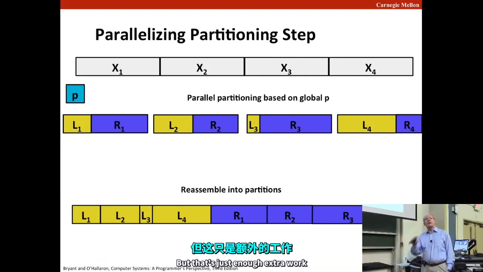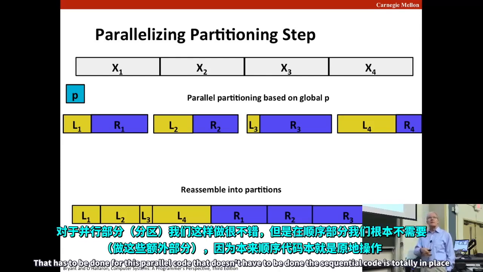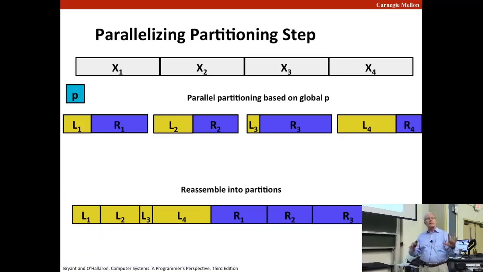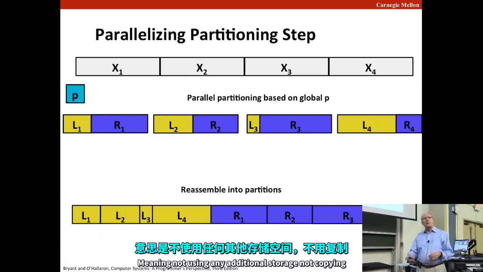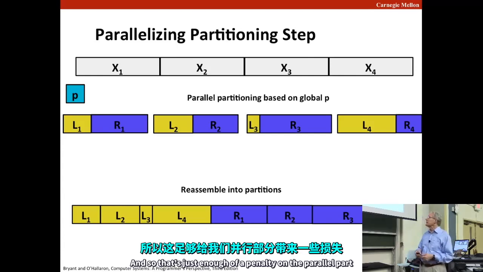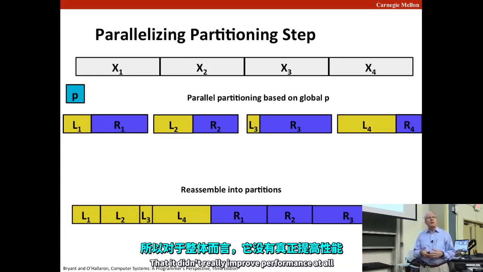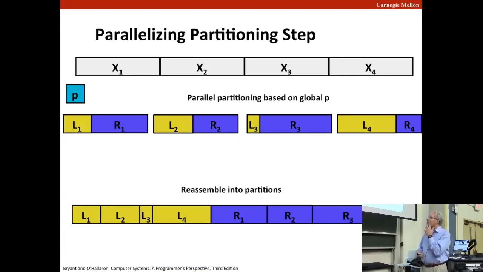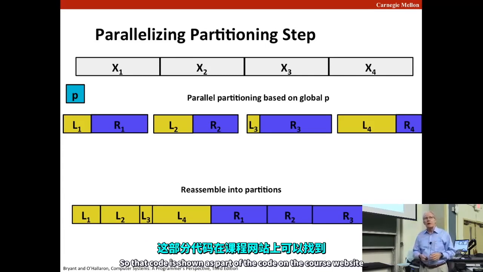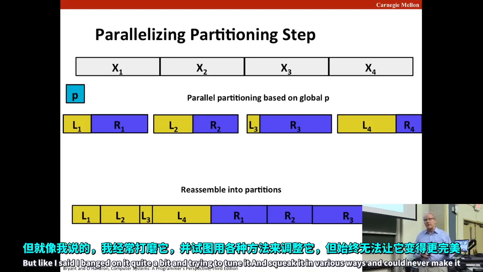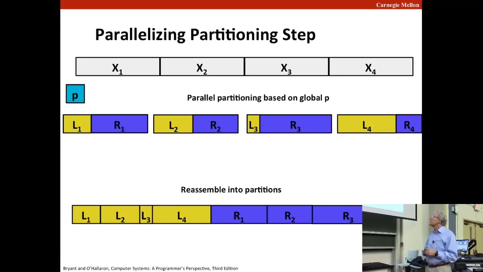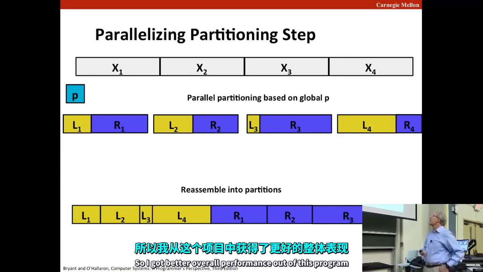But that's just enough extra work that has to be done for this parallel code that doesn't have to be done in the sequential code. The sequential code is totally in place, meaning not using any additional storage, not copying. And so that's just enough of a penalty on the parallel part that it didn't really improve performance at all. So that code is shown as part of the code on the course website. But like I said, I banged on it quite a bit and tried to tune it and squeak it in various ways and could never make it so I got better overall performance out of this program.